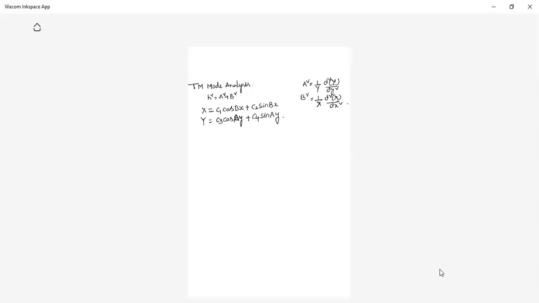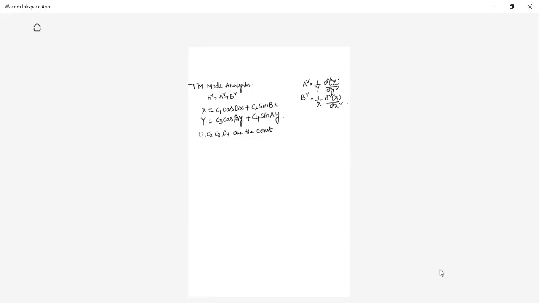Okay, so these are the two solutions for this differential equation. So what are C1, C2, C3? C1, C2, C3, C4 are the constants. These values can be evaluated by applying the boundary conditions. So what are the boundary conditions?